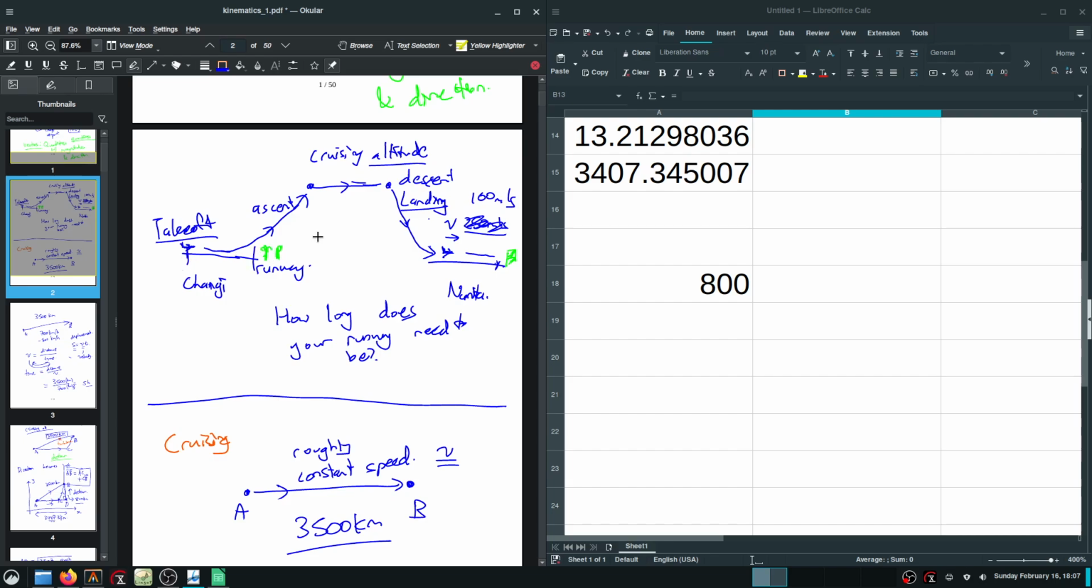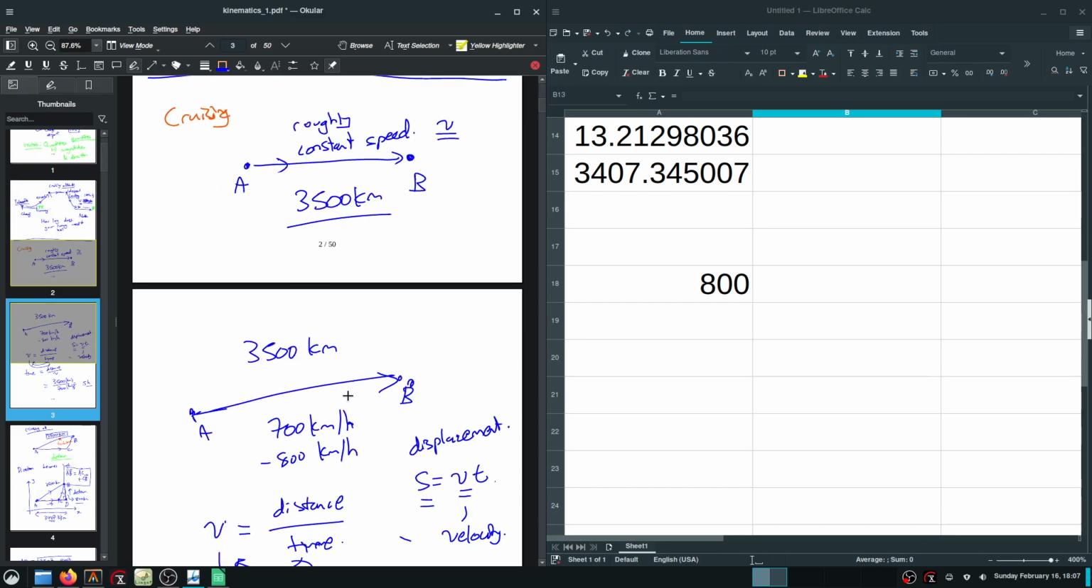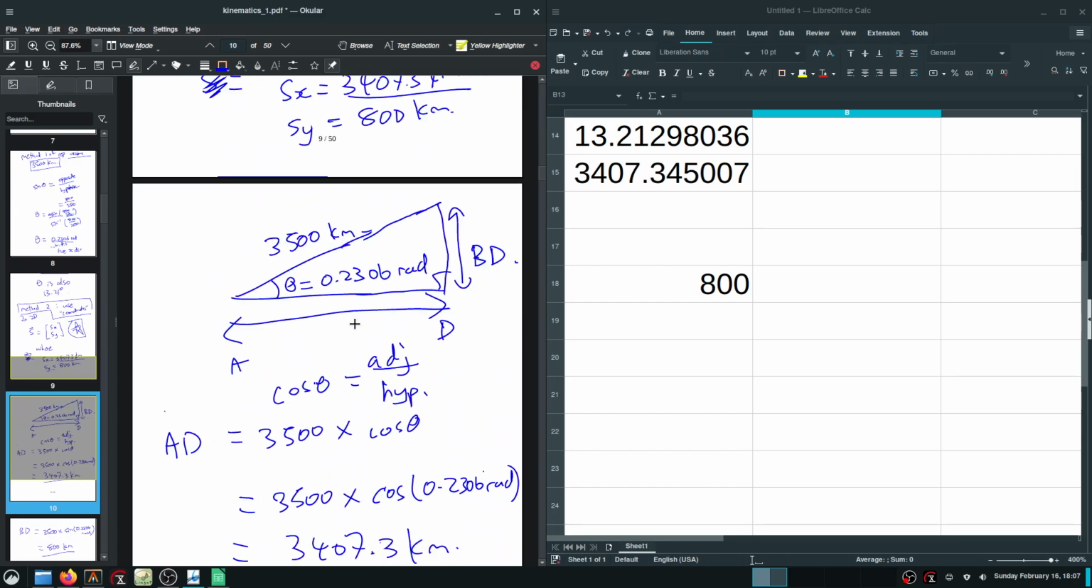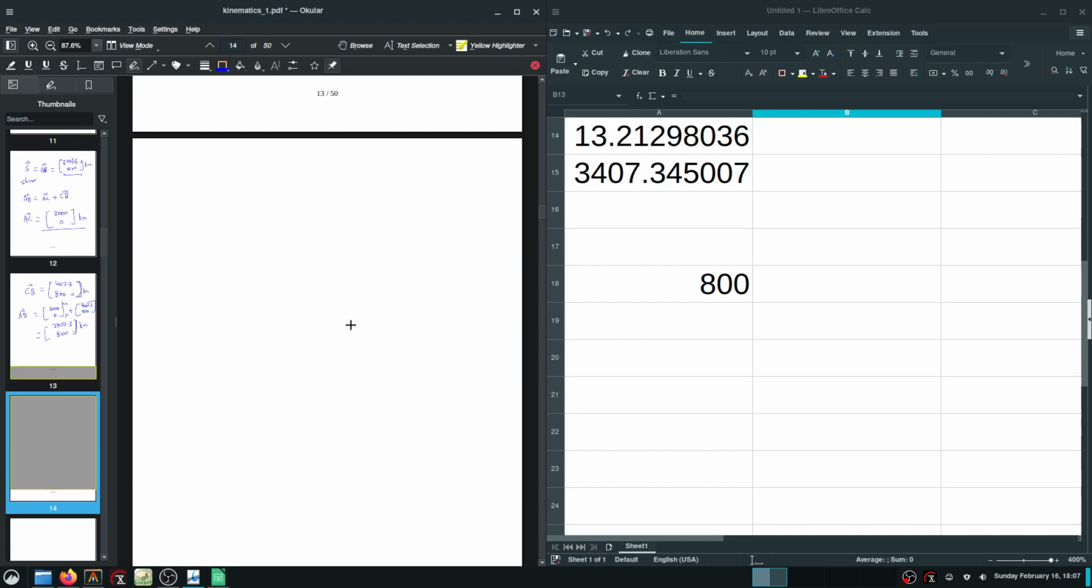Okay, we have the cruising altitude sort of figured out, or at least we talked about some of the kinematics that can go on in cruising altitude. Next thing, let's talk about takeoff and landing, especially on the runway. Okay, let's talk about takeoff and landing, because these two are sort of opposites of one another.